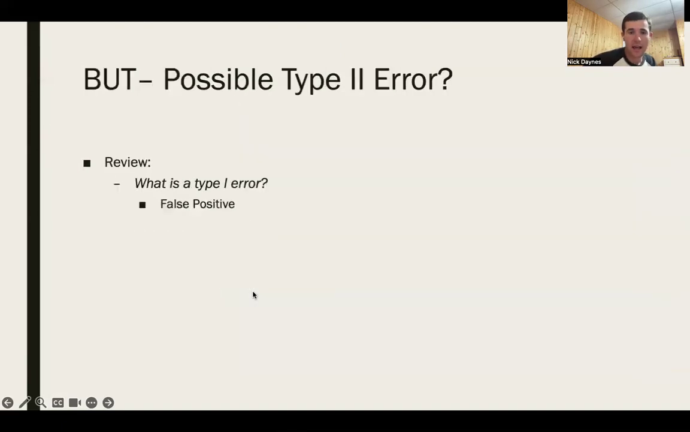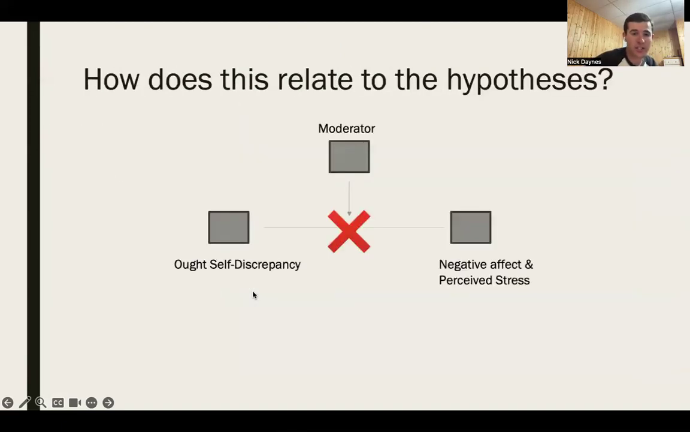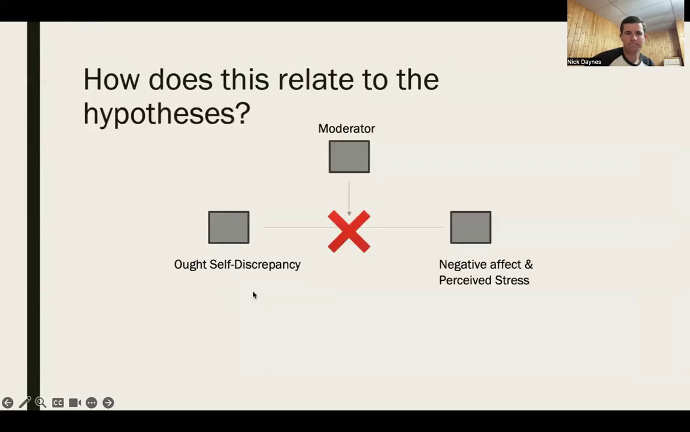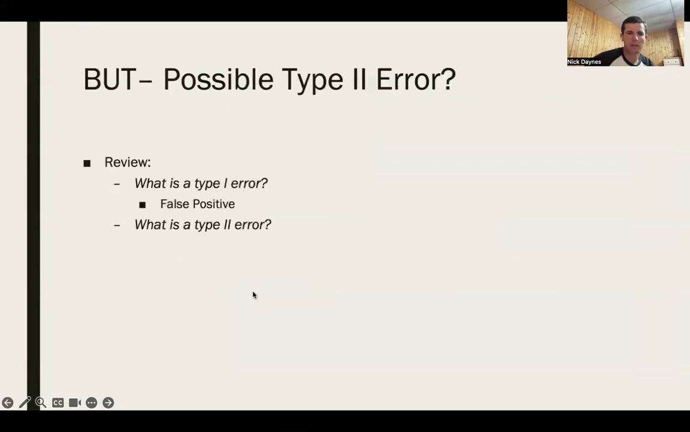Which means this relationship between self-discrepancy and negative affect and perceived stress, there's a 60% chance that there actually was a relationship there. We just missed it. So that's a limitation to consider. How could I have avoided this? I could have had a larger sample. That's really the big thing. So yeah, that's a type 2 error. That's probably about as much as I'll go there.